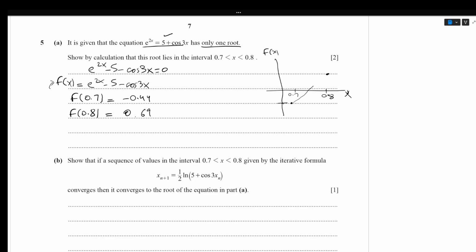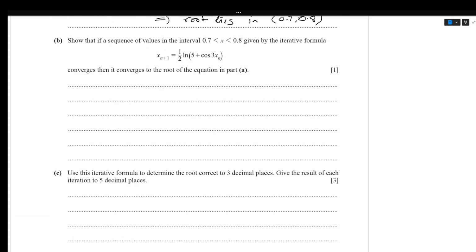So it must have at least one root. It can have two, it can have three, but it should have at least one root. This implies at least one root in the given interval, and since we know it has only one root, we can be certain that the root lies in the given interval, because we showed that there must be at least one root in this interval, and it's given that the function has only one root, so that one root will be right here.